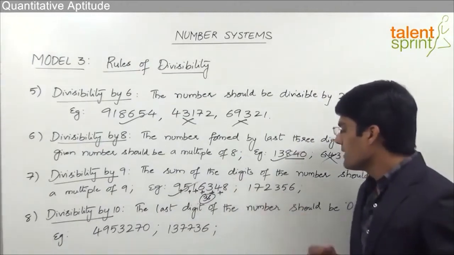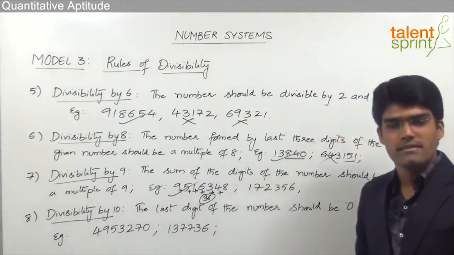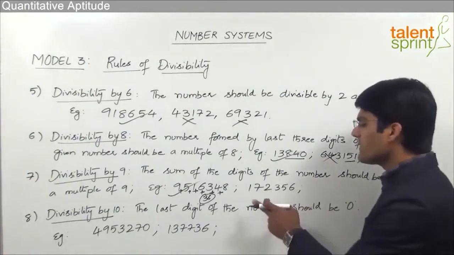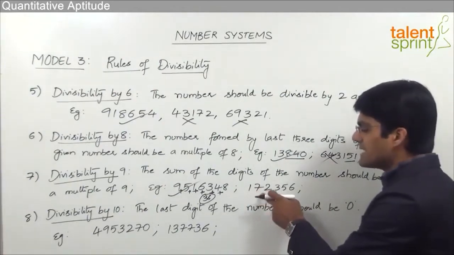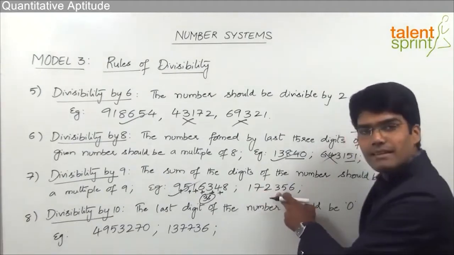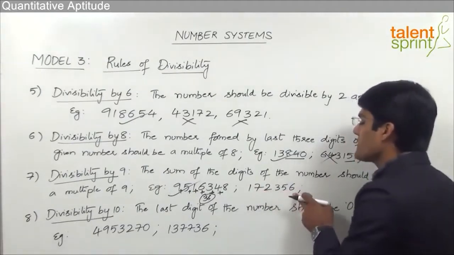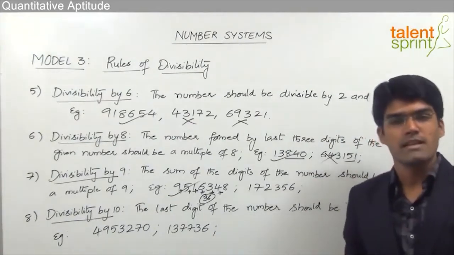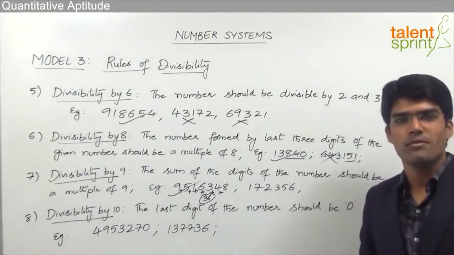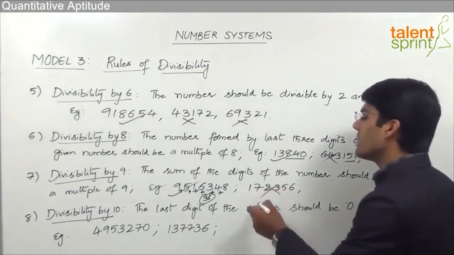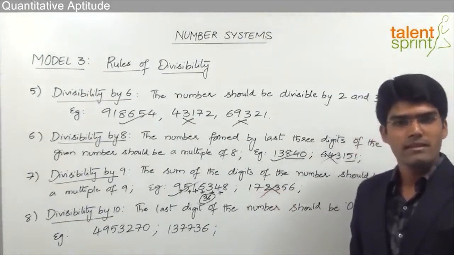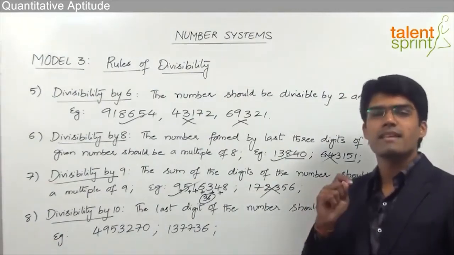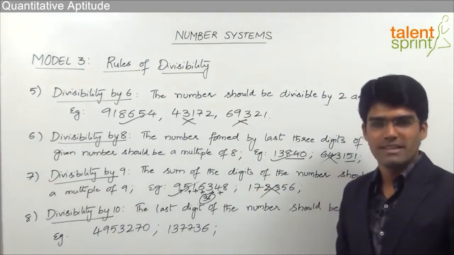The other example here is 172356. Let us see if this number is divisible by 9 or not. The sum of the digits here: 1 plus 7 is 8, plus 2 is 10, plus 3 is 13, plus 5 is 18, plus 6 is 24. 24 is the sum of the digits, and we very well understand that 24 is not a multiple of 9. So we can say that the given number here is not divisible by 9. So that's how we check the divisibility for 9. The sum of the digits has to be a multiple of 9.